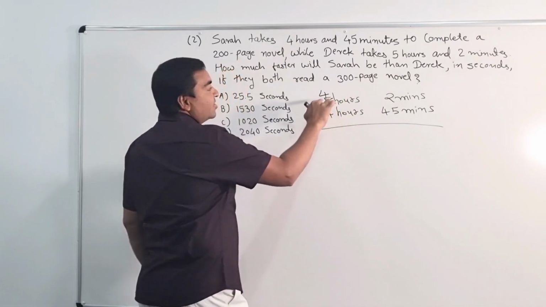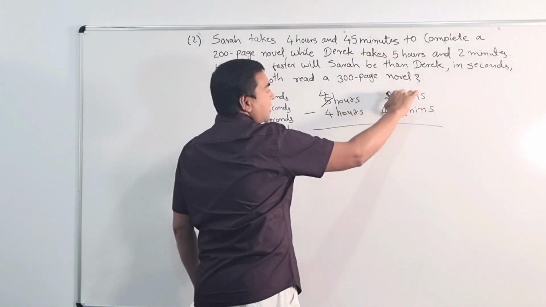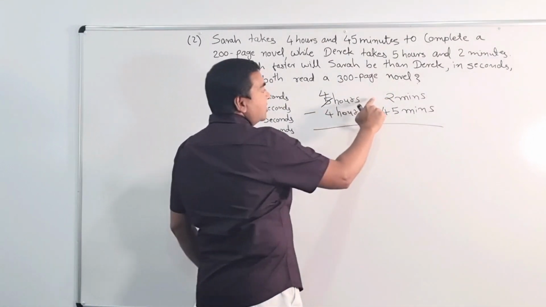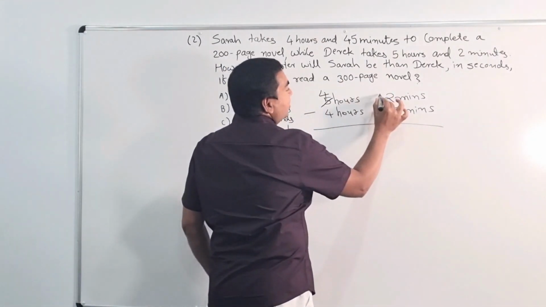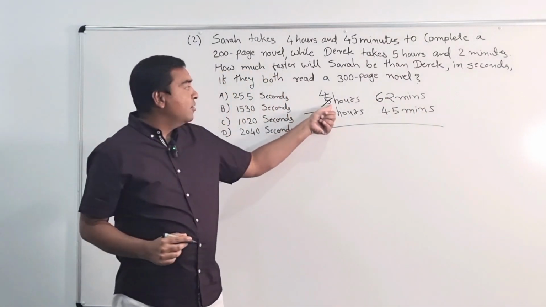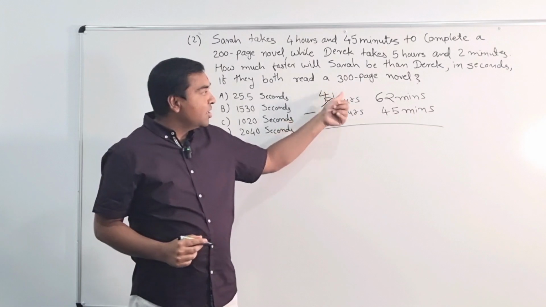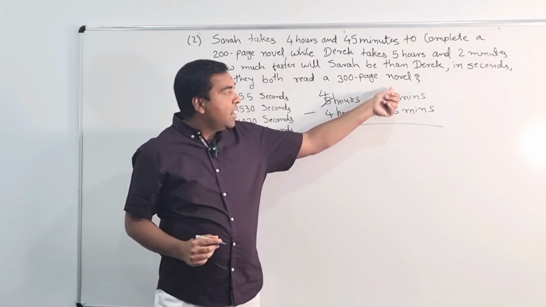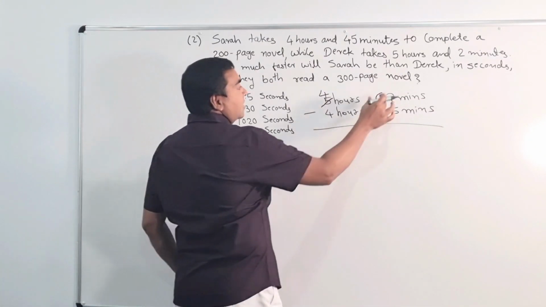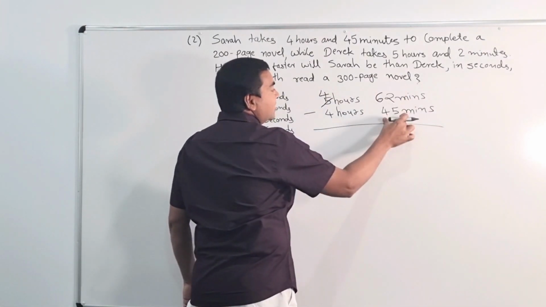So 1 extra hour I can pass into minutes. I can convert 1 hour into minutes, which is 60 minutes. So 60 minutes plus 2 minutes will change to 62 minutes. So I'm changing my 5 hours to 4 hours, and that 1 extra hour I'm changing into minutes and giving it to the minutes. So that's becoming 62 minutes. So now I can do 62 minutes minus 45.